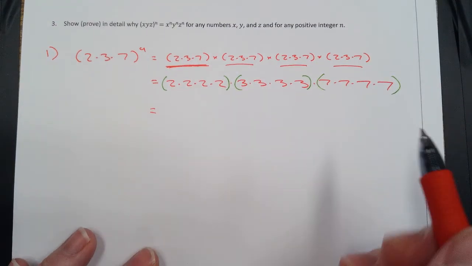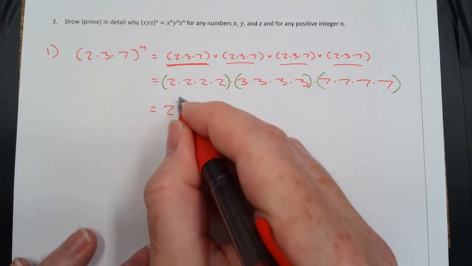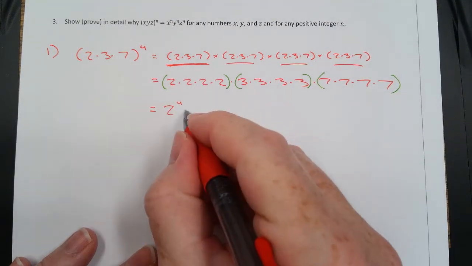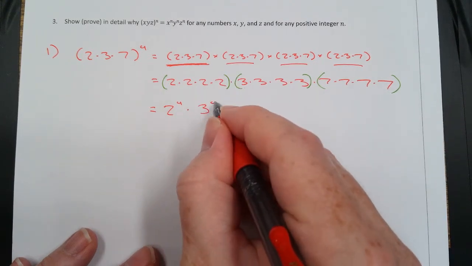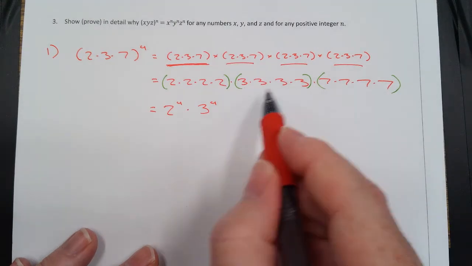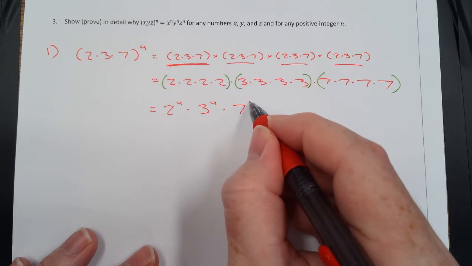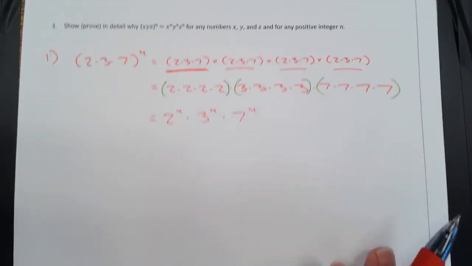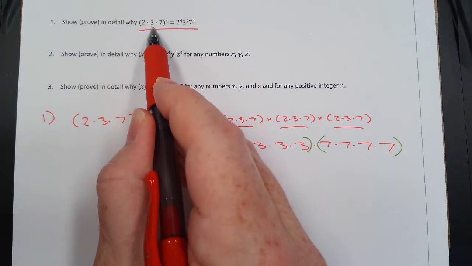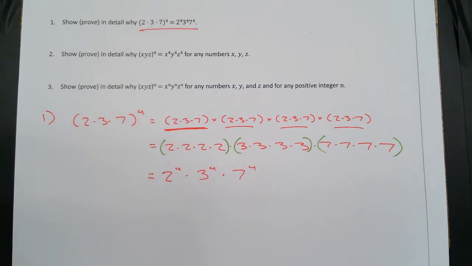Now, after you make the groups, you say, hey, this is 2 4 times. This is just 2 to the 4th. That's the first group. Well, the second group is just 3 4 times. That's just 3 to the 4th. Not 3 times 4, 3 to the 4th. And this one is 7 to the 4th. And if you look, I stretched it out, and I proved that this equals this. This equals this. So that's how you prove it.